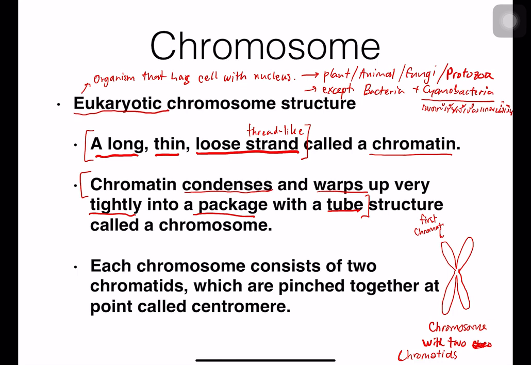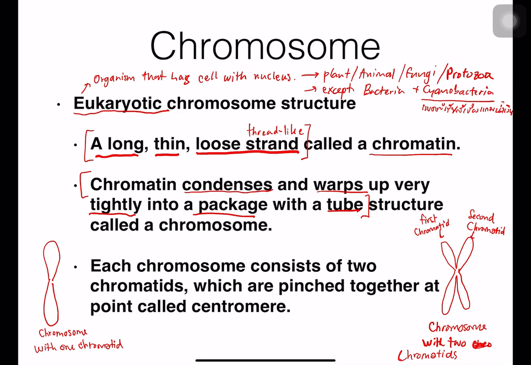And this one we call second chromatid. Called chromatid. But sometimes the cells can have the chromosome with one chromatid, like this. Okay. But we will talk about this later, how we change from chromosome with one chromatid into the chromosome with two chromatid, and how we turn chromosome with two chromatid into chromosome with one chromatid.